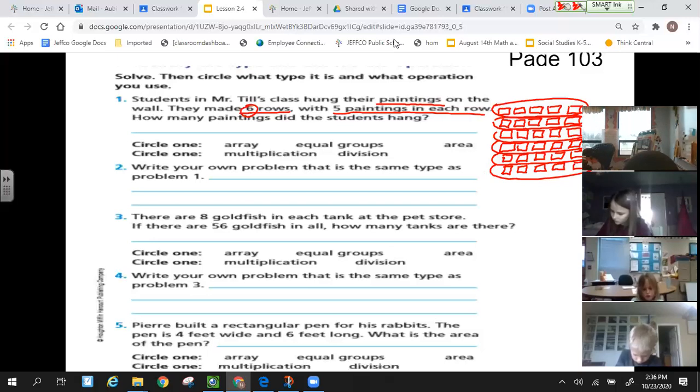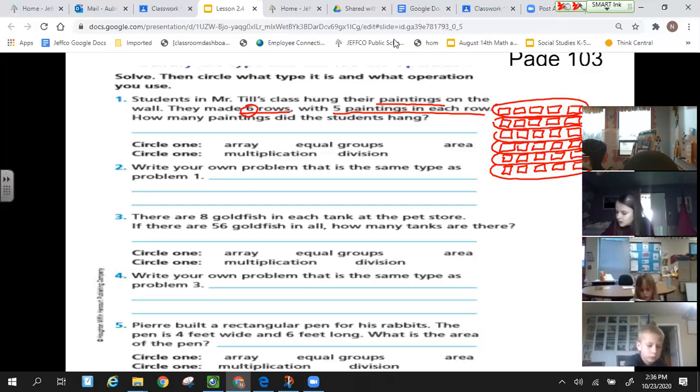So now that we have a visual, I can picture this. Students in Mr. Till's class, they hung their paintings. It's kind of like we used to do when we'd have art night with Mr. W. Do you remember those times? Those were years ago. You guys were probably in kindergarten. But we would hang up our paintings. So I hope you're visualizing that.